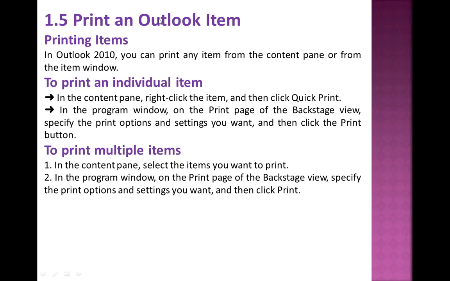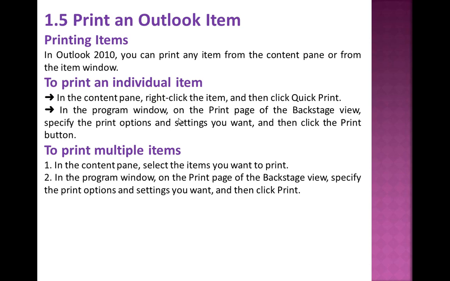Next, the last topic is print an Outlook item. To print, right click on the item, then click on quick print. On the content pane, right click the item, click on quick print in the program window. On the print page or the backstage view, specify the print options and settings that you want and click the print button. Means these are the multiple options for how you can print in Outlook.